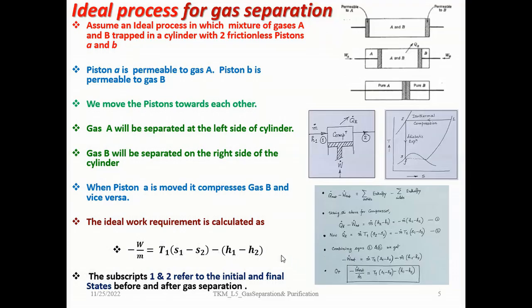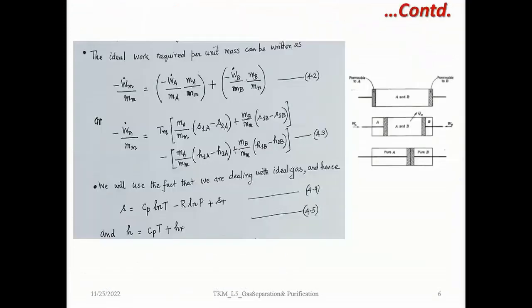Now what do 1 and 2 refer to? 1 represents the initial state and 2 represents the final state of the gas after combustion. Right. Now, this is as far as one gas is concerned.